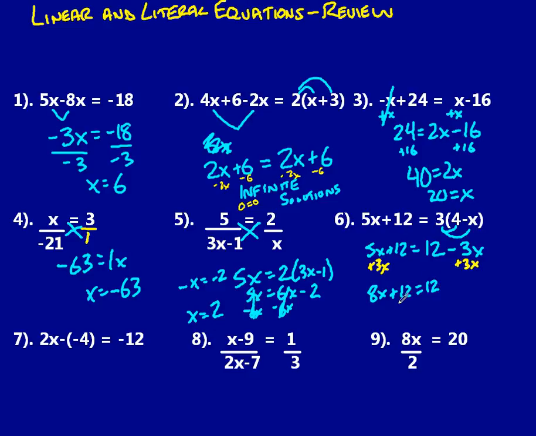Now I need to get rid of the numbers. Subtract 12 from both sides. Leaves me with 8x equals 0. Divide both sides by 8 to give you x equals 0.